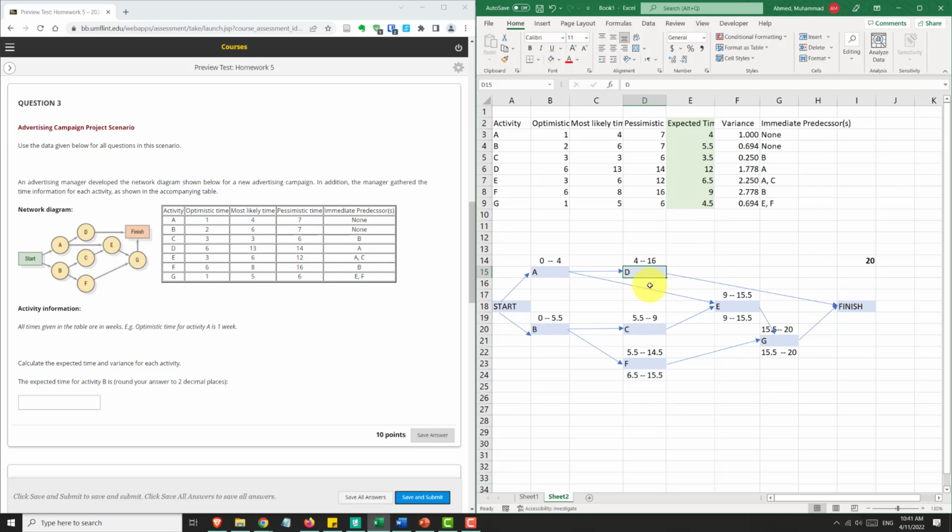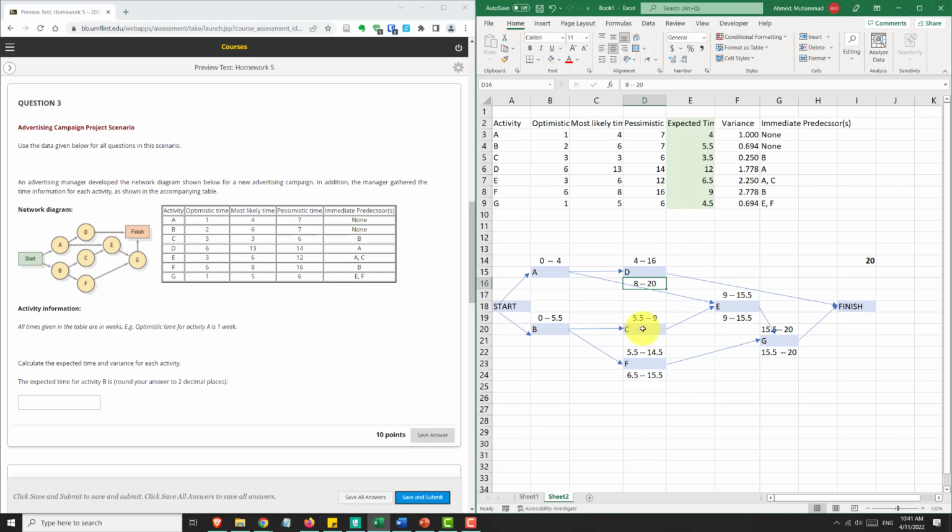D can end as late as 20 and still not delay the project, because we need to get here at 20. So D can end as late as 20, which is the finish time when we got to the finish node, because D and G both have to finish for the project to finish. So D can finish on week 20 and be fine. And because D takes 12 days, you can do 20 minus 12. So D at the latest must start by week 8. So D could start at week 8, finish at 20, and will still be fine. It will not affect the project duration.